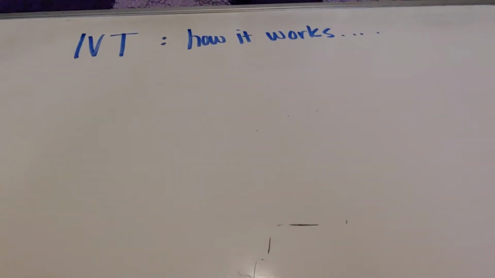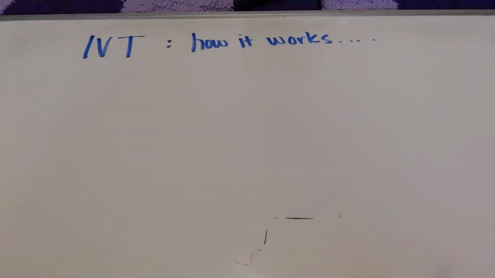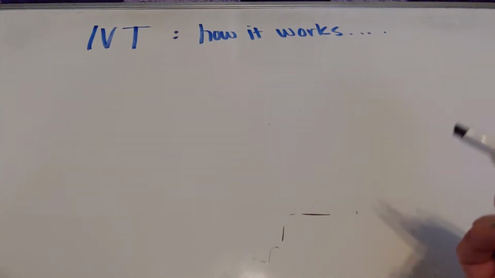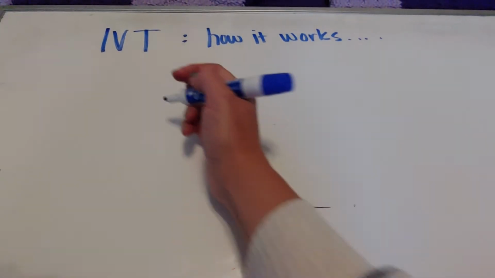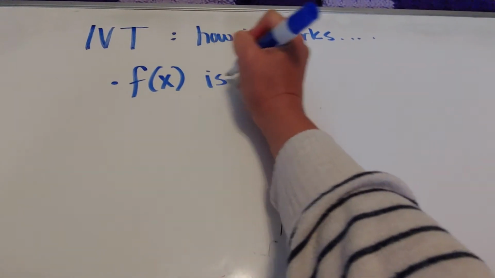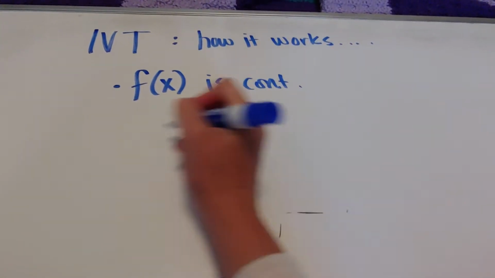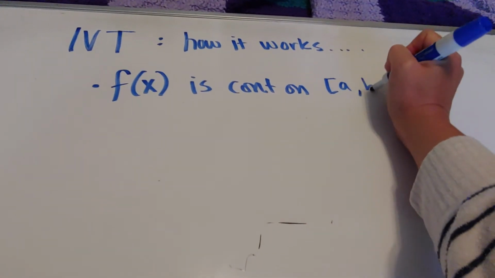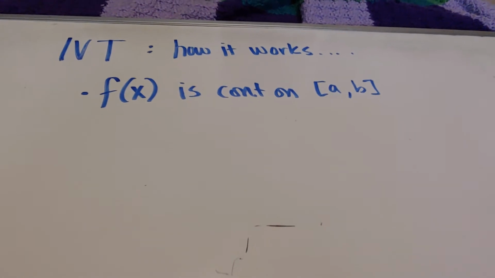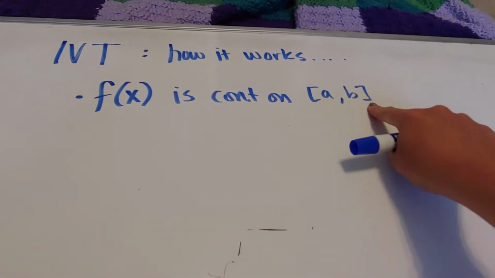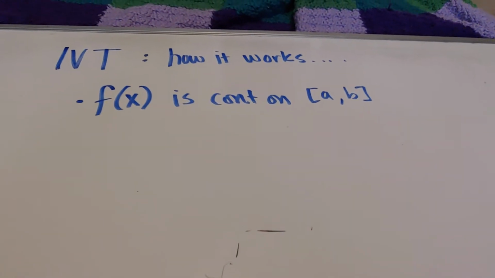We're going to look at the intermediate value theorem, which I write as IVT, and we're going to talk about how it works. Okay, so the idea of the intermediate value theorem is that you have to first be told that your function is continuous. And it has to be continuous on an interval. Okay, so it doesn't have to be continuous everywhere, but I have to be guaranteed that for wherever I'm looking at it, it has to be continuous.